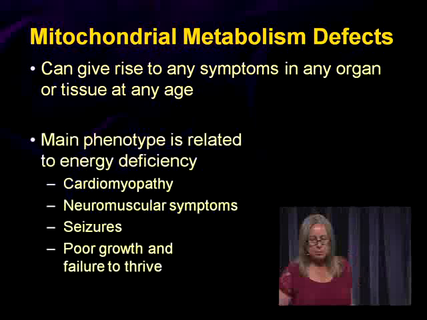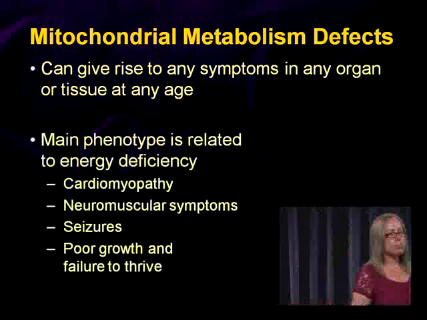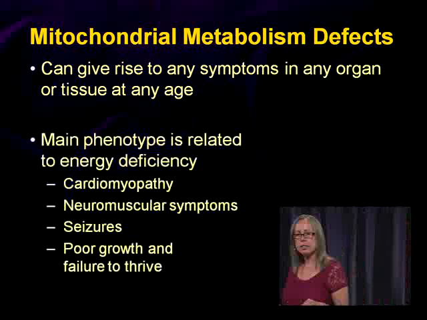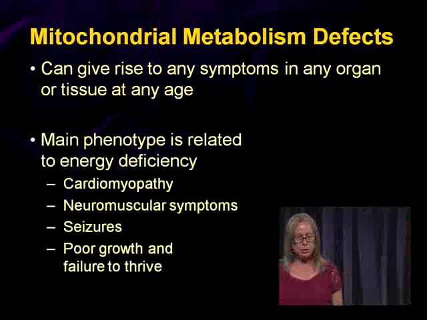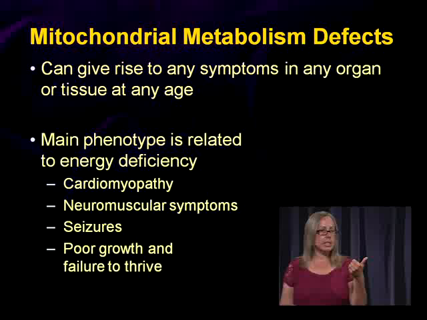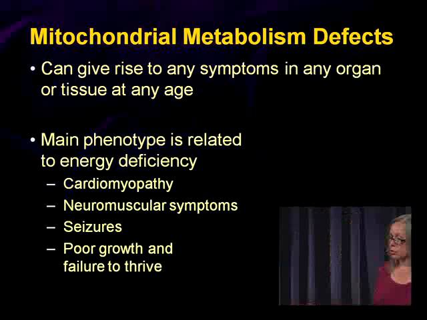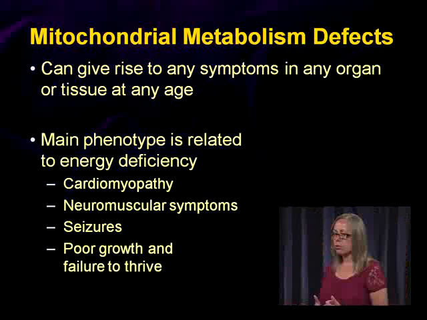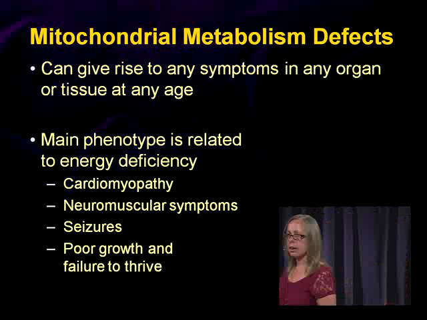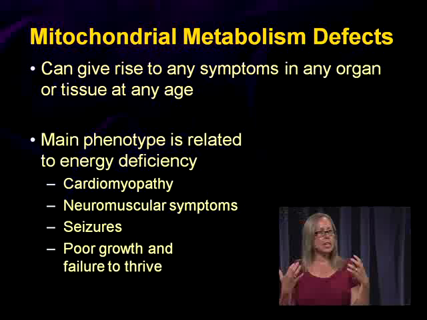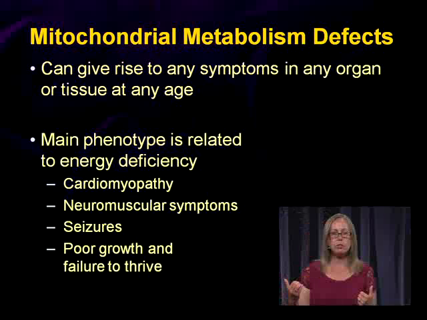Your main phenotype is going to be driven by energy deficiency. So things that have a high energy demand, you're going to see problems in first. Your heart needs a lot of energy. So if you're having a cardiomyopathy, you might want to consider a mitochondrial disorder. Neuromuscular disorders, seizures, overall poor growth and failure to thrive. Problems with your CNS, the way that you see and you hear, those all are high energy systems. Those are going to be affected first.